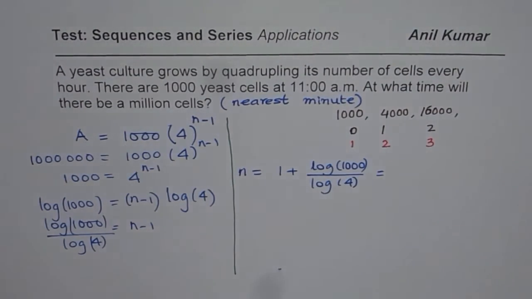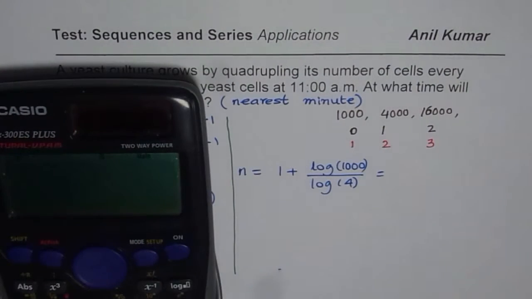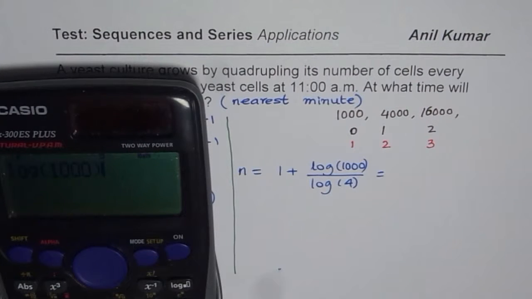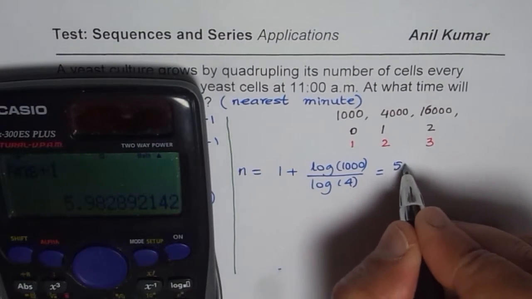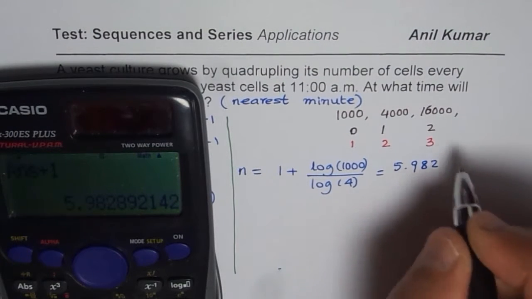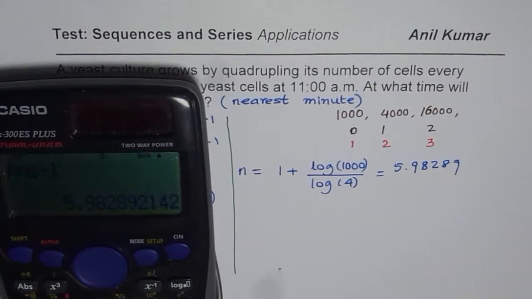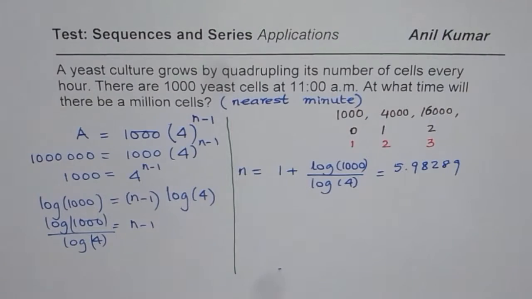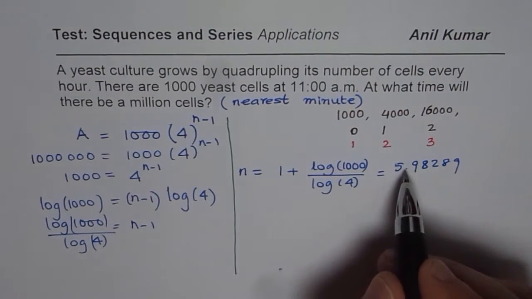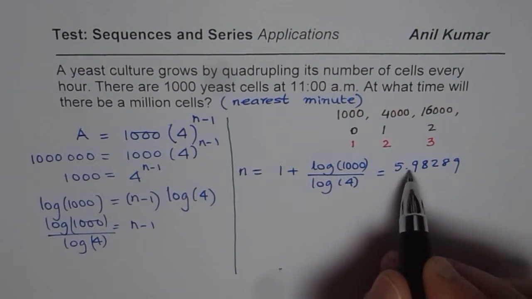So let us use the calculator and find our answer. We'll do log of 1000 divided by log of 4, and whatever value we get, we'll add 1 to it. So we get 5.98289. That is what we get as the value of n, right? That is in hours. So we have 5 hours and 0.98 something hours, correct?